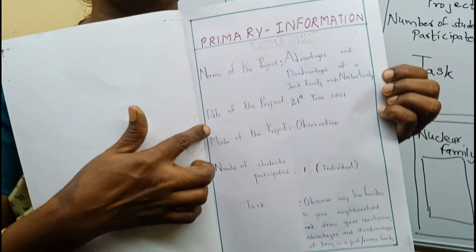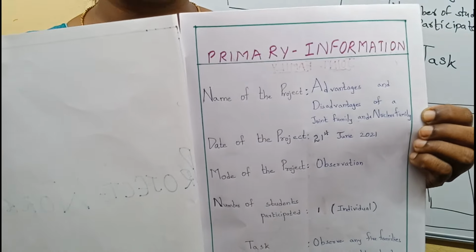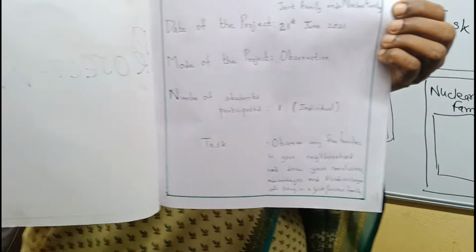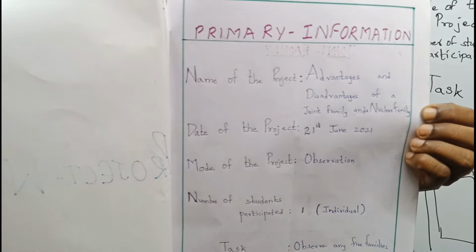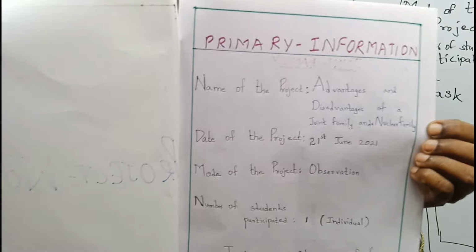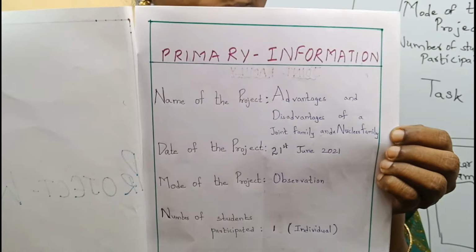And then you go with the primary information. The primary information also, I'll just tell you what all I have written. First one is name of the project, advantages and disadvantages of joint family and nuclear family. Then date of the project, wherein you write the date on which you have made the project, on the day on which you have entered the data. Okay, and then mode of the project, I have written observation.